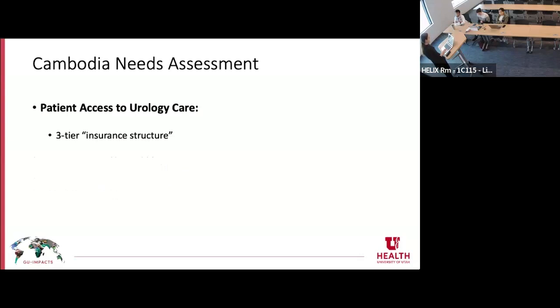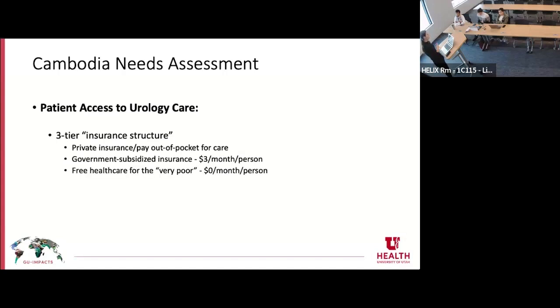So in Cambodia, they have basically a 3-tiered insurance system. They have patients who have private insurance or they pay out of pocket. These tend to be the more wealthy patients. They have patients who are in a government subsidized insurance system that pay about $3 per month per person, or they have patients that are enrolled in a free healthcare system. And this is for patients that qualify as very poor and they have no financial obligations.